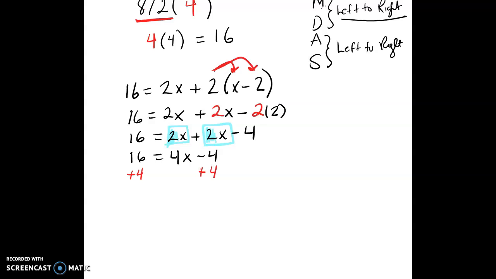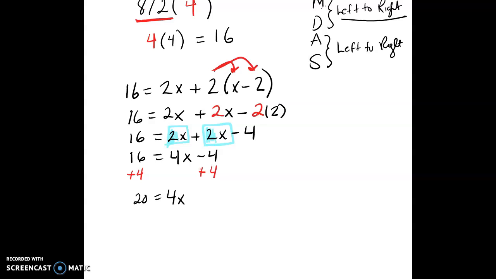I have to do it to both sides because I'm moving the 4 over. I want to keep the equation balanced. I'm not changing the equation. I'm simply moving the 4 to the other side. 16 plus 4 is 20, which is equal to 4x. Negative 4 plus 4 is 0. Now, do I stop here? Is x by itself?